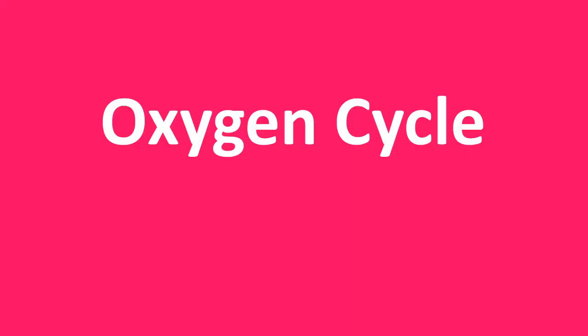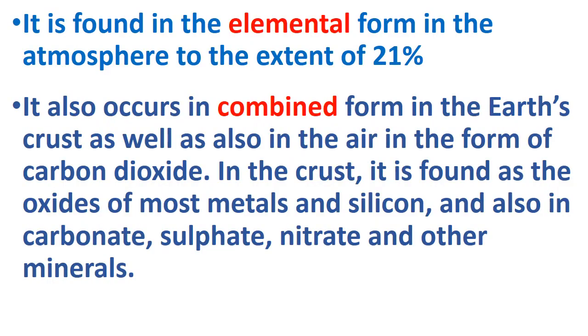Your next topic is oxygen cycle. Oxygen is found in the elemental form in the atmosphere to the extent of 21%. Okay, and it also occurs in combined form in the air as well as in Earth's crust. In air it is found in the form of carbon dioxide, and in the Earth's crust it is found in the form of oxides or carbonates, sulfates, nitrates.